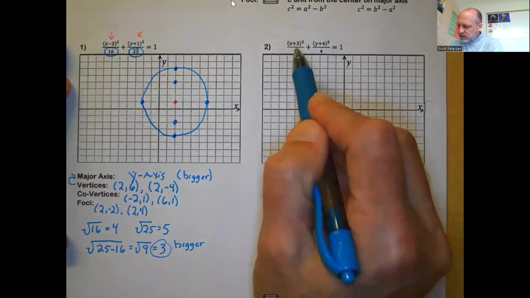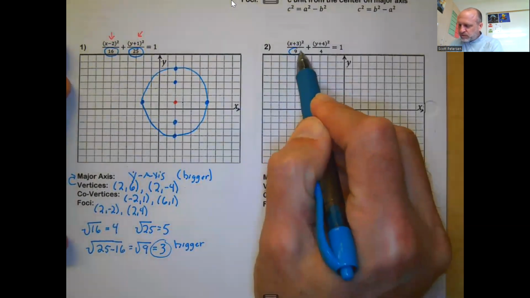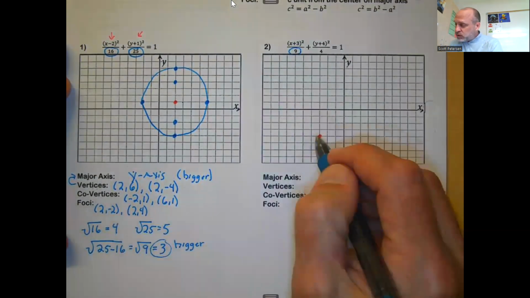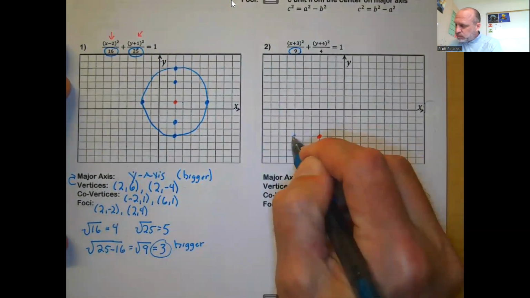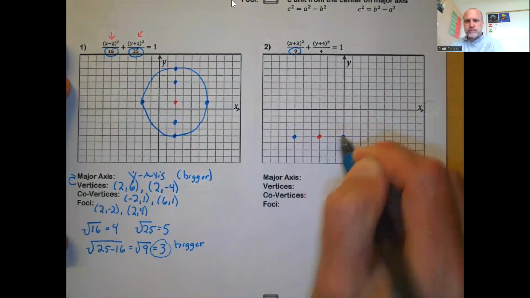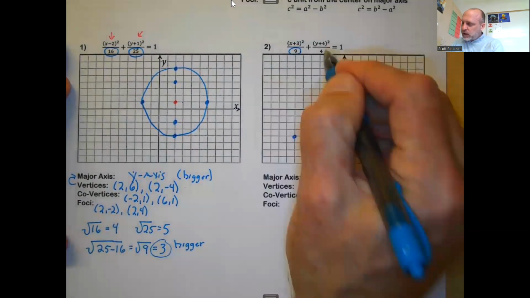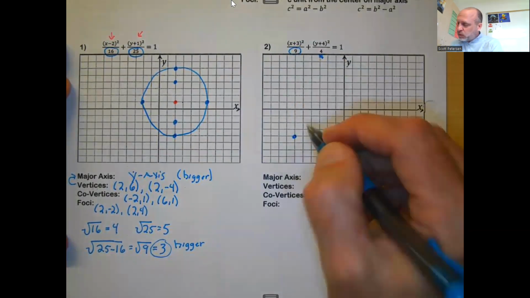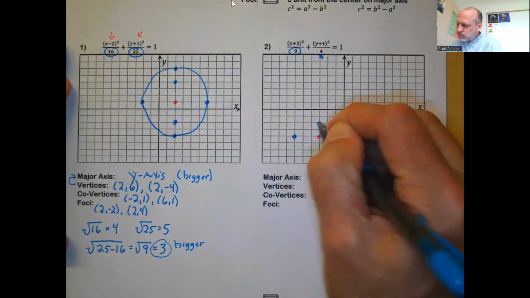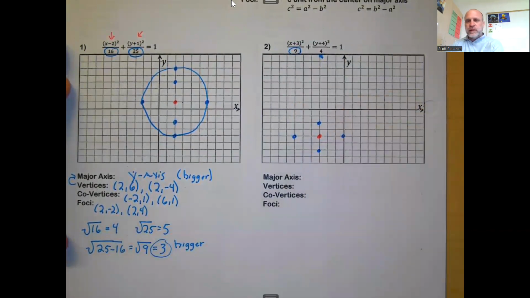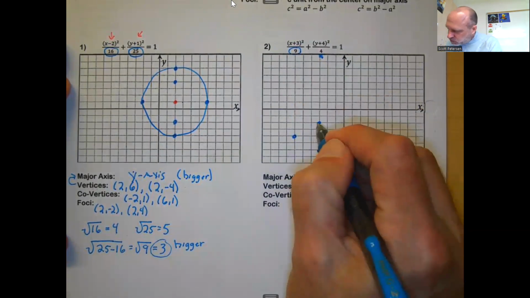I look at this value to figure out how far left and right I'm going to go. I'm going to take the square root, so I'm going to go to the left 3 and to the right 3. I'll look at the 4 that's underneath the y to tell me to take the square root of 4, which is 2. So I'm going to go up 2 and then down 2. From here, I can draw my ellipse, or at least try in my case.